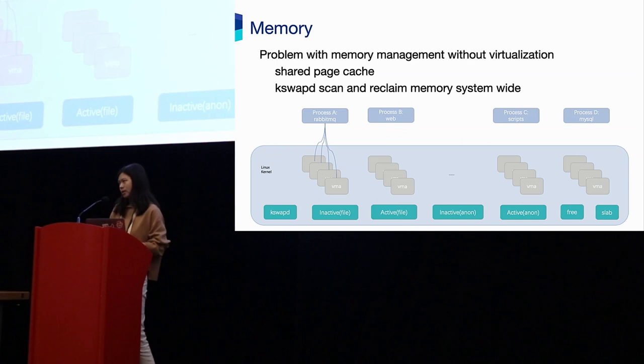And applications are sharing page caches, even if you use cgroup or other isolation solutions. Also, kswapd can scan and reclaim memory system-wide. So while the kernel processes do their job, all the applications may get affected. You may have encountered a problem while the kernel does a page cache write back.